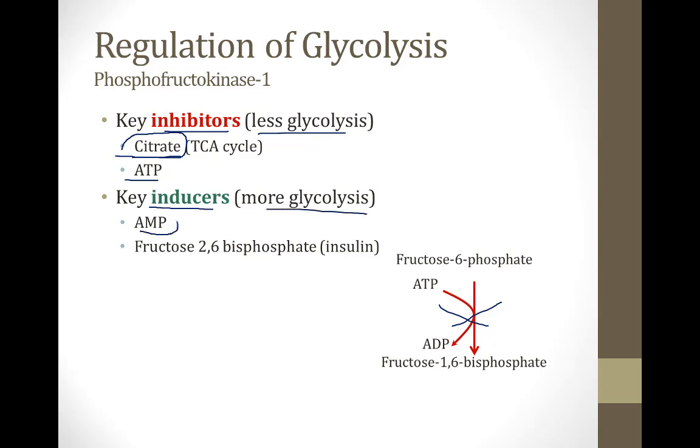So when AMP levels are high, recall that AMP is a breakdown product of ATP. So when AMP levels are high, lots of ATP is being broken down, and therefore the cell needs more energy, so it wants to activate this step to perform more glycolysis. And then a second important activator of this step is a very important molecule called fructose 2,6-bisphosphate. And this molecule is the way in which insulin and also glucagon control the rate of glycolysis.